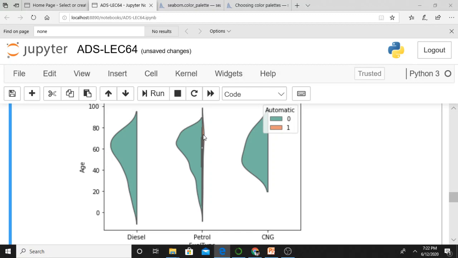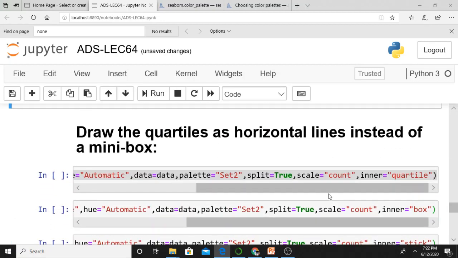What does it mean? There are very few cars whose fuel type is petrol and which have an automatic gearbox. There are very few in number. Whereas in diesel and CNG, we don't have any cars with automatic gearbox. This is straightforward.